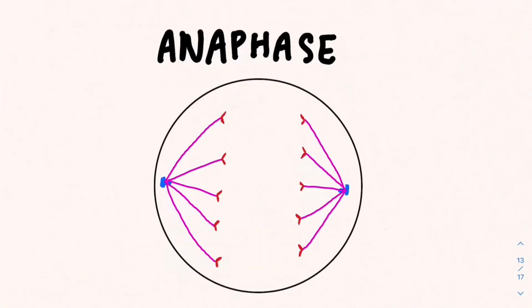Now let's move to our second last stage, the anaphase. This is a very rapid stage in which the spindle fibers will shorten, causing the centromeres to divide and separate the sister chromatids. The spindle fibers will then pull these sister chromatids to the opposite poles of the cell.